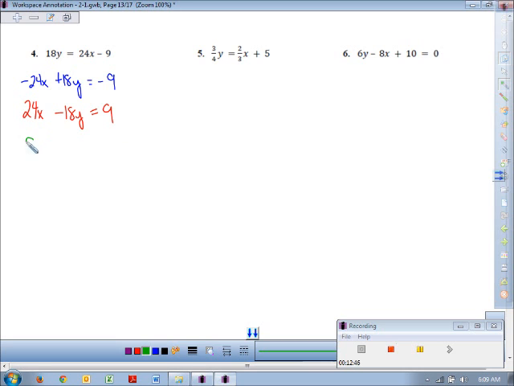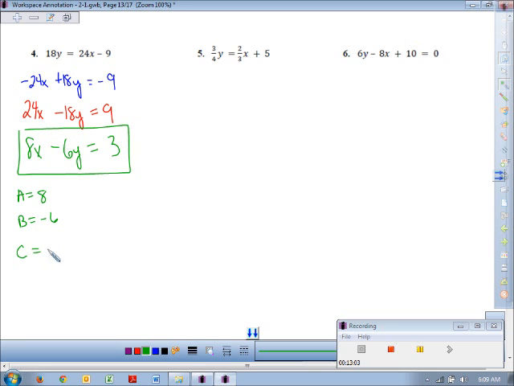And you get 8x minus 18 divided by 3 is 6y equals 3. And there we go. There's our equation in standard form. So we box it, and then we say A equals 8. B equals -6, and C equals 3.